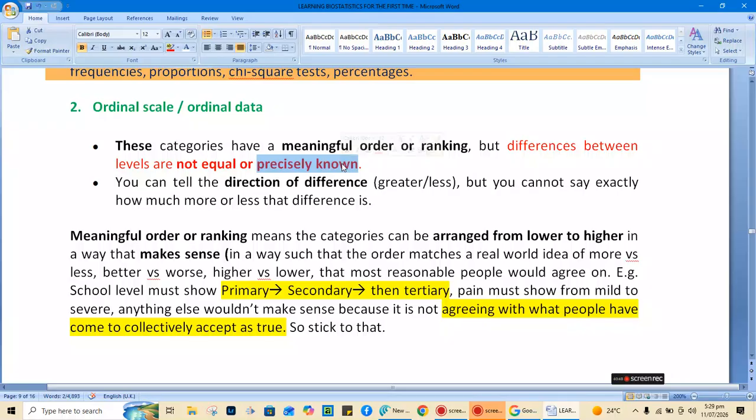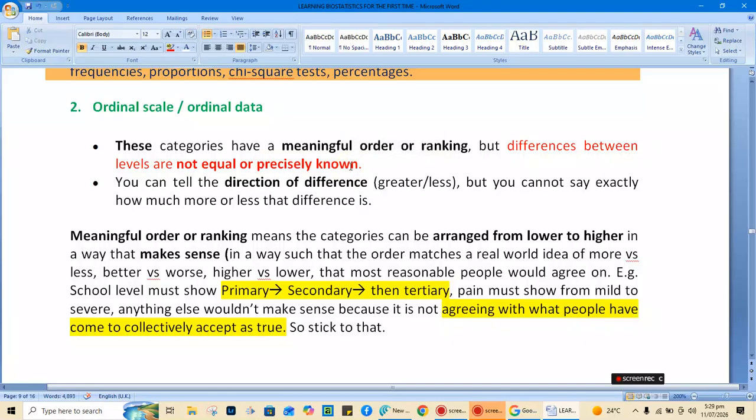We can just say from 1 to 8, that's 7 years. From 8 to 12, how many years? 4 years. So you can see that moving from primary to secondary, in terms of the gap, it is more compared to the gap of moving from secondary to university. But in actual sense, the ranking is that secondary school is higher than primary school.